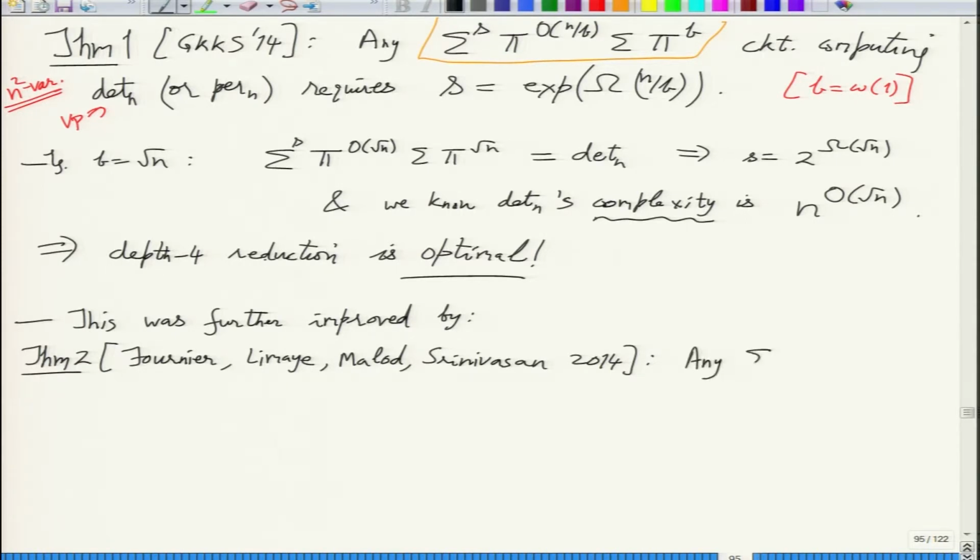Any sigma pi circuit, again size is S, this is root D and this is root D, circuit computing iterated matrix multiplication. So n by n matrices and D many, right? So degree is D of the polynomial. Number of variables is n square D. So for this polynomial, the size will be n to the root D.